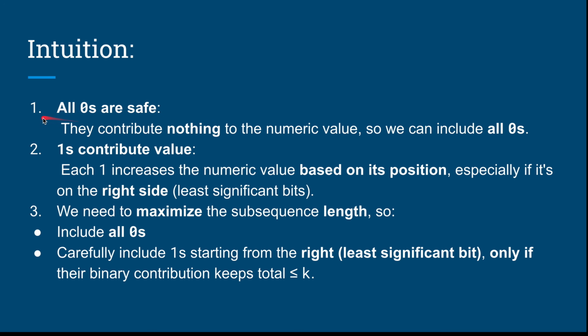The intuition is that all zeros are safe, since they contribute nothing to the numeric value, so we can include all zeros. All ones contribute value, meaning each one increases the numeric value based on its position, especially on the right side, the least significant bit we are talking about. So we need to maximize the subsequence length, starting with the zeros.